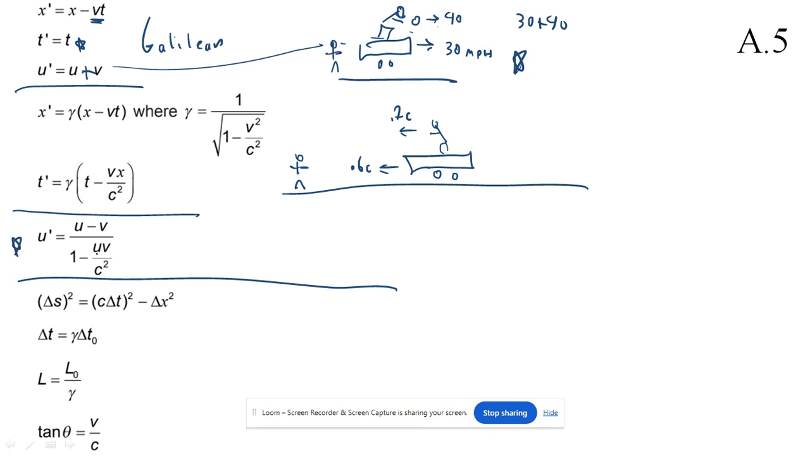Now, if you're adding, you put a plus there. So you'd go 0.7c plus 0.6c over 1 plus 0.7c times 0.6c over c squared. Notice that the c's cancel in the denominator, so really you can just go 1 plus 0.7 times 0.6. And this will give you the velocity that you would see the baseball going, and it's going to be less than the speed of light.